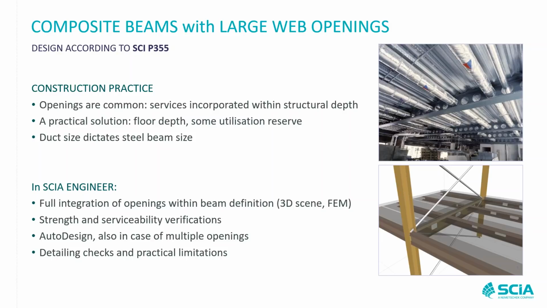And what we do in addition also is we check all the necessary detailing checks and the so-called practical geometric limits. These are limits, for example, on one hand, if you have a stiffened opening, is it possible to weld the stiffeners on the beam? But also these practical limitations are linked to the transfer of forces between openings and, for example, the opening and the part without the opening.